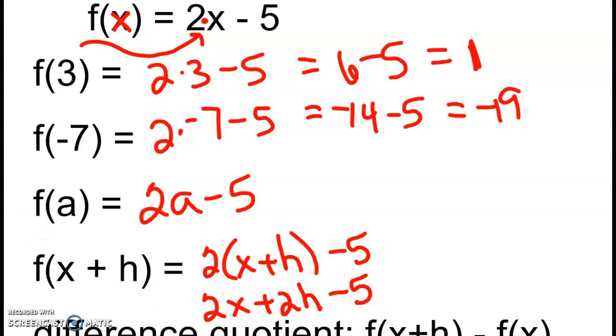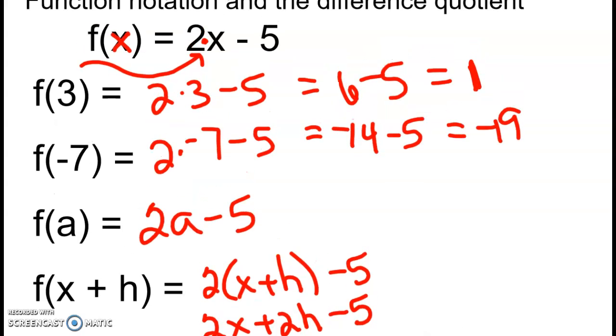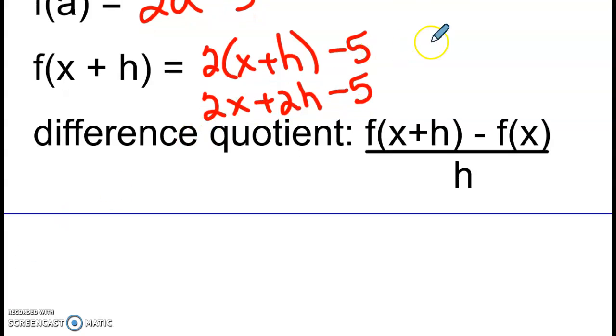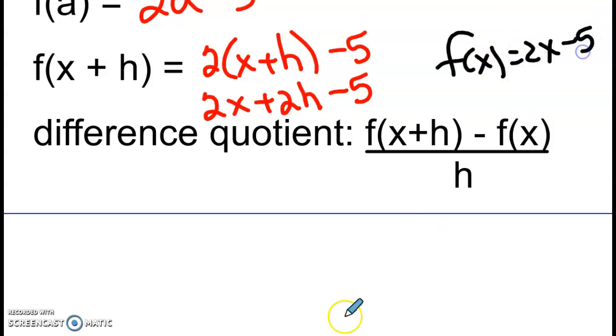Okay, there's a famous quotient. It's called the difference quotient. Okay, and that's what we're going to be doing next with, whoops, I lost my function here. F of x was 2x minus 5. Okay, so oftentimes they'll say evaluate the difference quotient for my function. The difference quotient is f of x plus h minus f of x all over h.